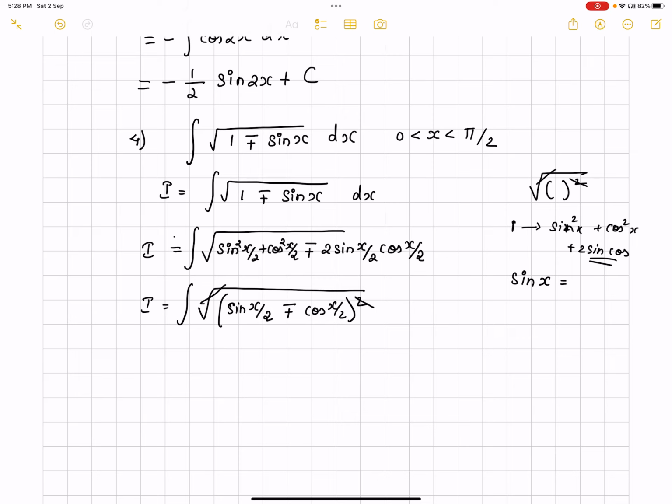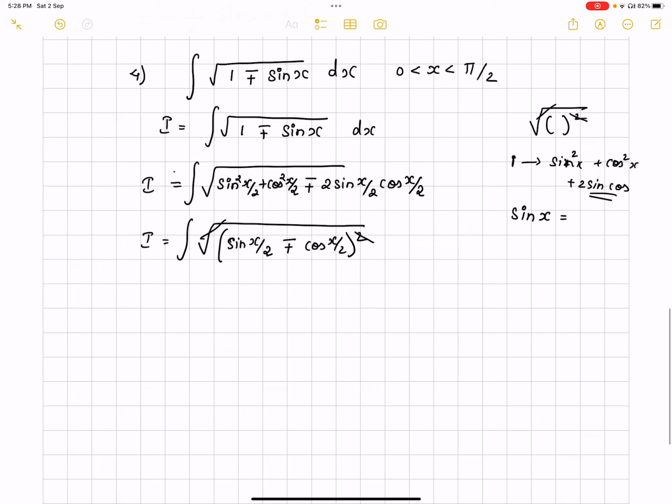Now once the square root goes away, I can easily integrate. Because of the square root, I was unable to integrate, though I had an integration of 1, though I had an integration of sine x, the square root was stopping me from doing that. So now, since I got that, I remove my square root. Now very easily, I can go ahead with my integration. So now here, integral sine x by 2 dx minus or plus integral cos x by 2 dx.